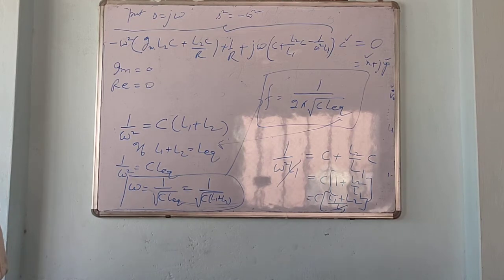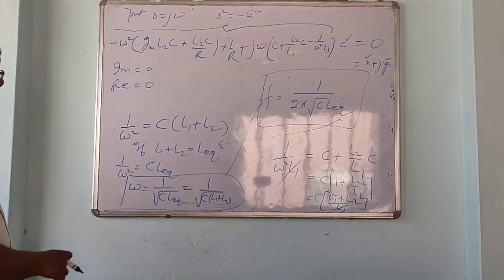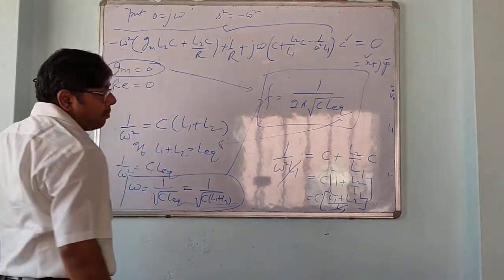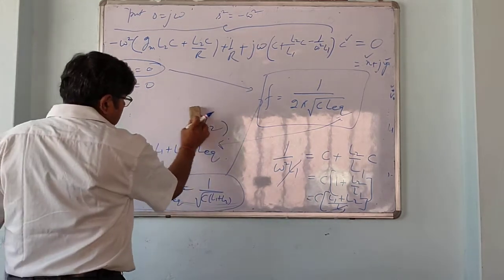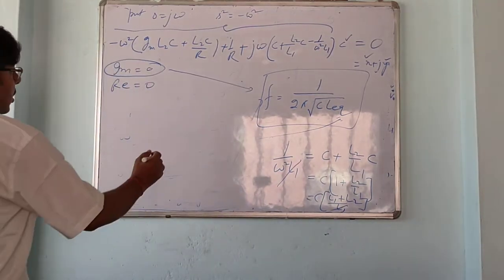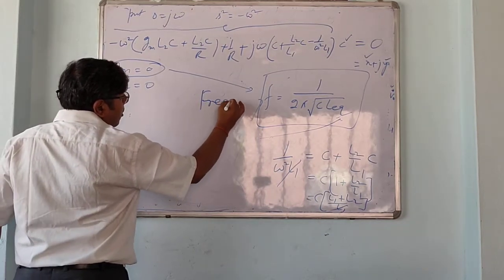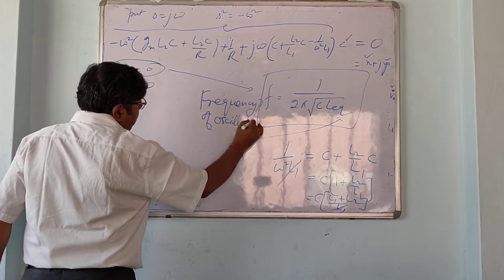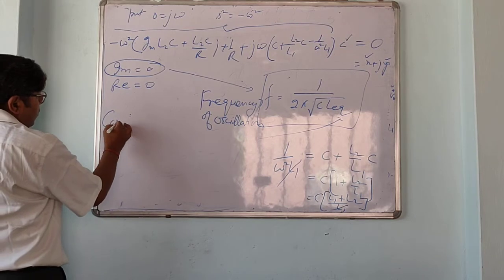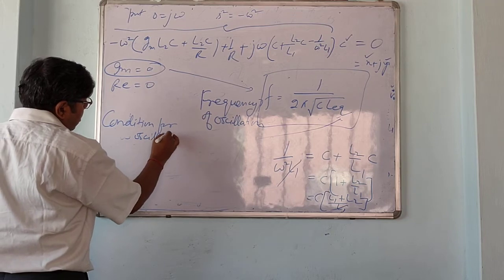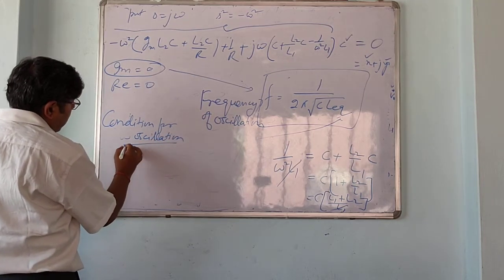And now we can find out the condition also. When we put only the imaginary part equal to 0, we get this frequency, and then we will put the condition. So this is the frequency of oscillation which is required. Now the condition for oscillation is obtained from the real part.